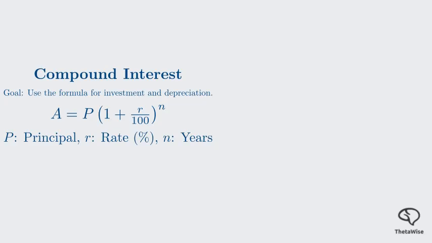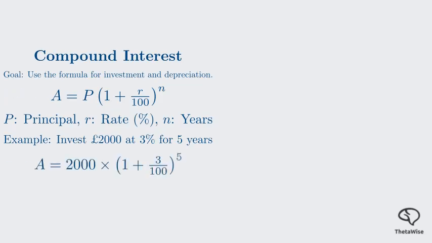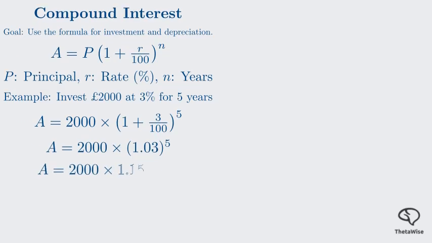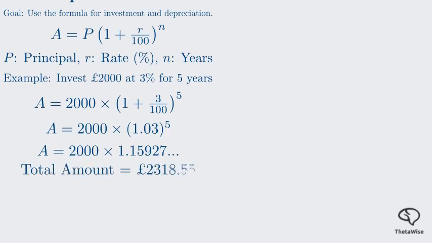Let's apply this to a typical exam question. An investor puts £2,000 into a savings account with a 3% compound interest rate per year. We want to find the total amount after 5 years. We substitute the values into our formula. A equals 2,000 times (1 + 3/100) to the power of 5. Notice that 1 + 3/100 is 1.03. This is our multiplier. Using a calculator, we find 1.03 to the power of 5, then multiply by 2,000. The total amount is £2,318.55.